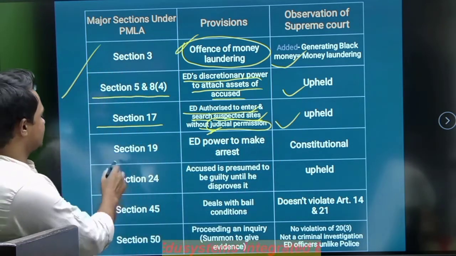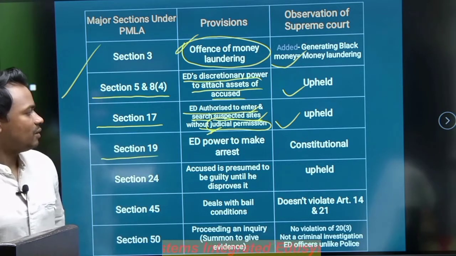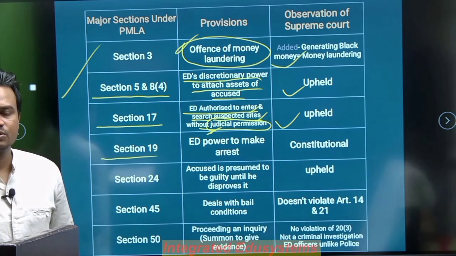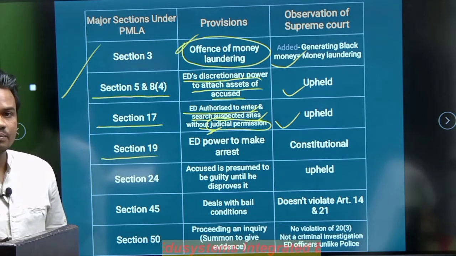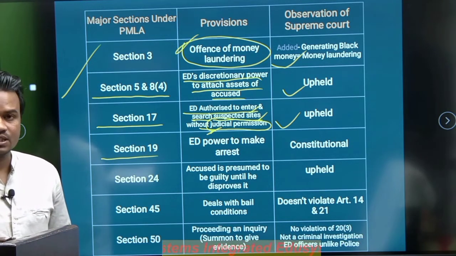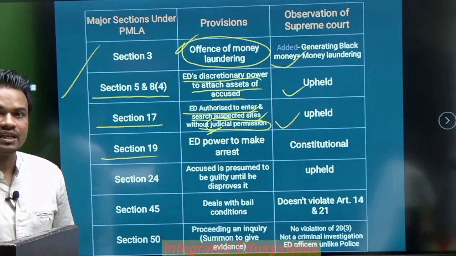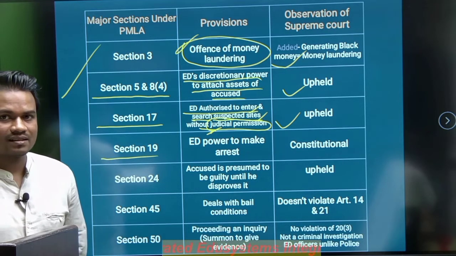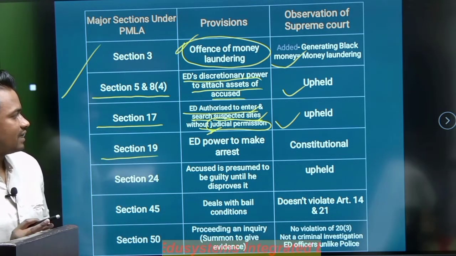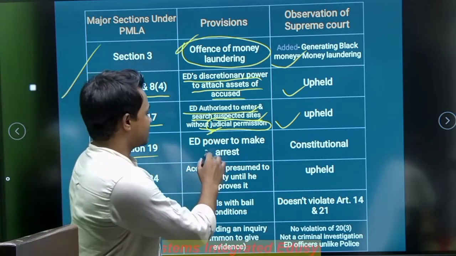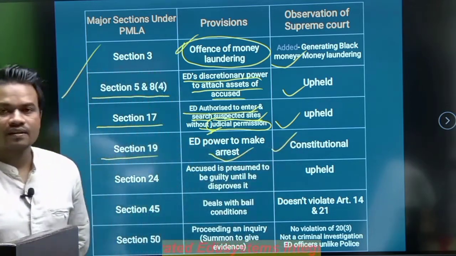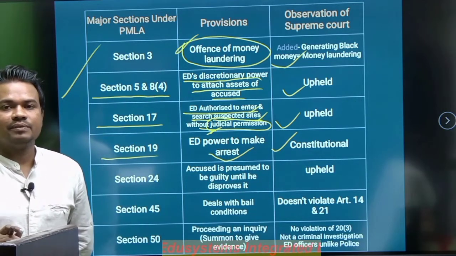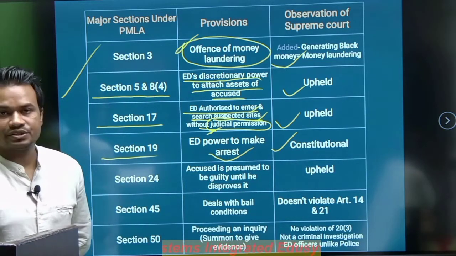And the next section is 19, ED powers to make arrests. The Enforcement Directorate can arrest a person who is suspected in a money laundering case. In that case, ED can arrest directly, and that is, in the view of the Supreme Court, constitutional.